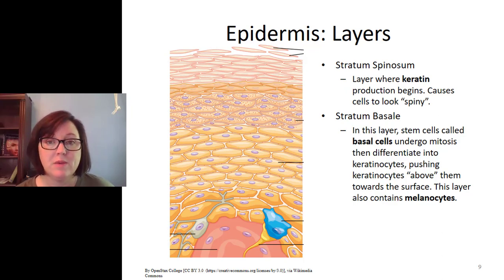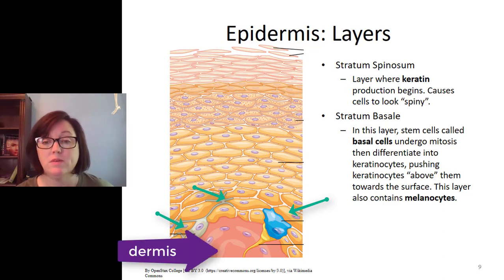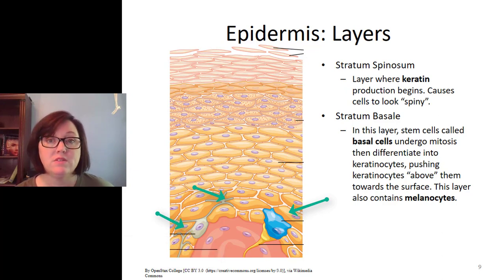The deepest layer to the epidermis is called the stratum basale. Right? So this is the base or basement, if you will, of the epidermis. This is the layer that faces the next layer to skin called the dermis. Okay? In this layer, we find cells called basal cells. And basal cells are a type of stem cell, and they undergo mitosis, so they make more of themselves, and then some of those cells will differentiate and turn into keratinocytes. So this is how we make more keratinocytes, is by using these basal cell stem cells located in the stratum basale.